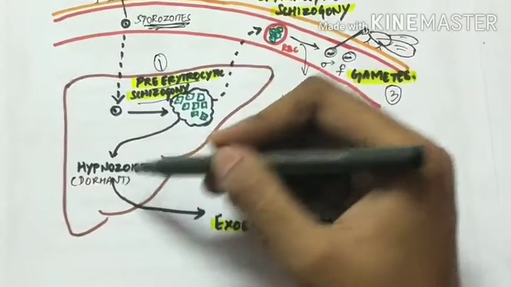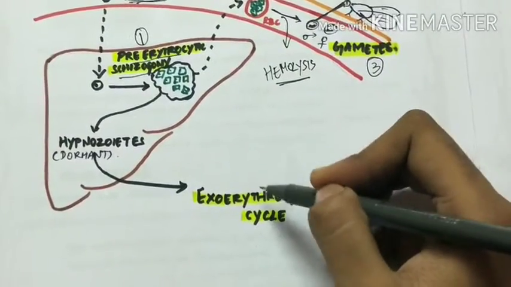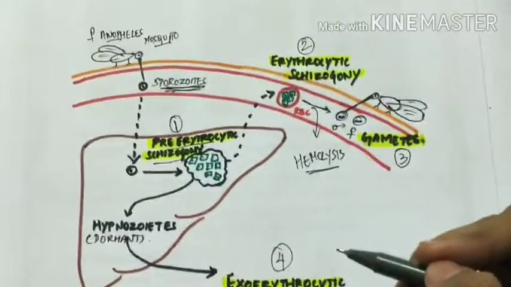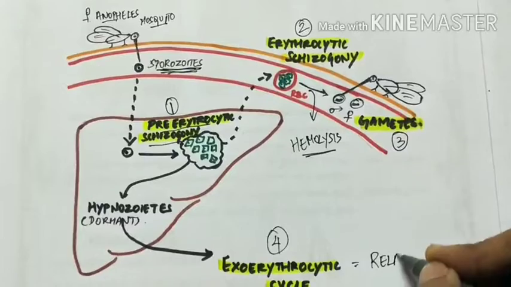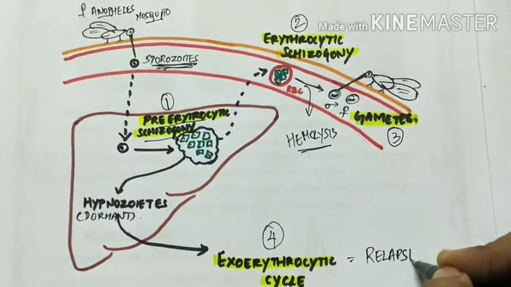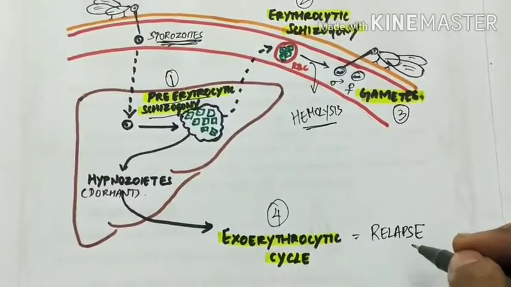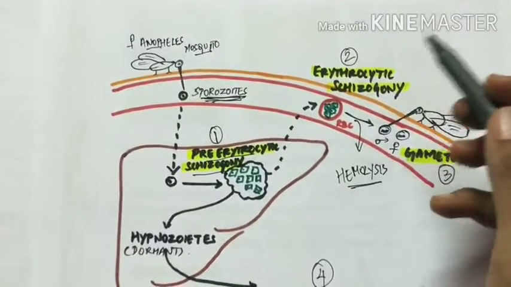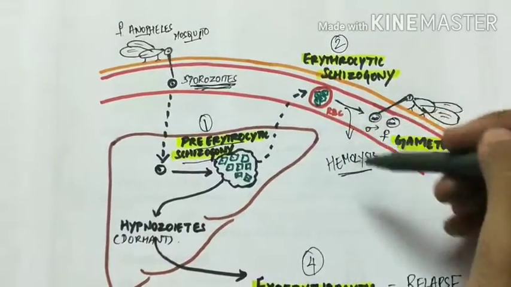And the hypnozoites enter into the exoerythrocytic cycle. This is the fourth stage. This is responsible for the relapse of malaria, that is, recurrence of malaria. The treatment of malaria includes inhibiting any of these four stages.